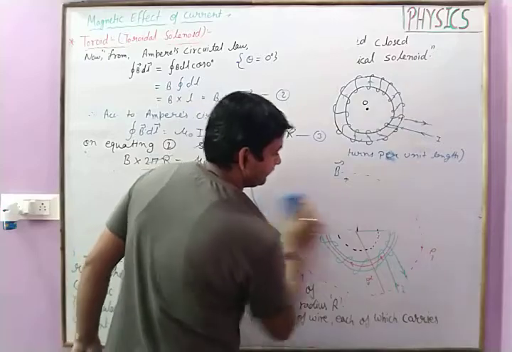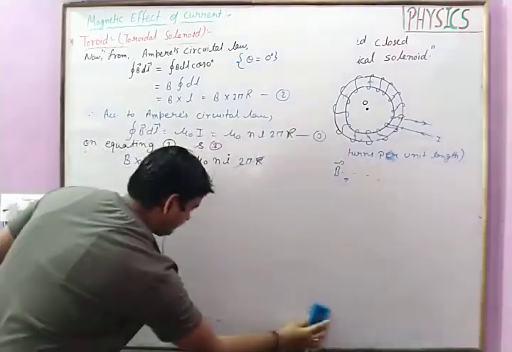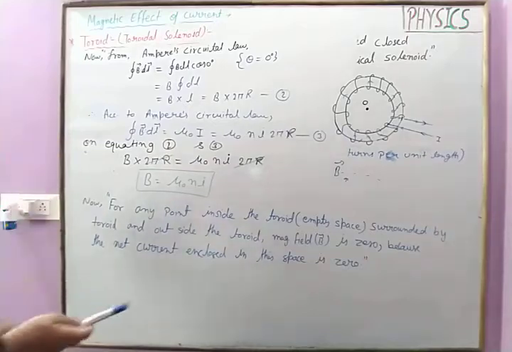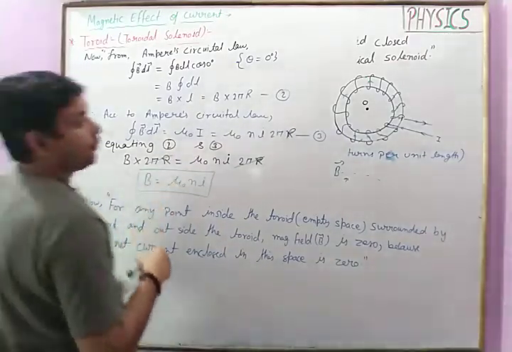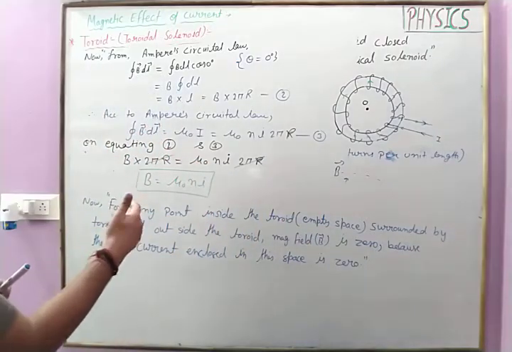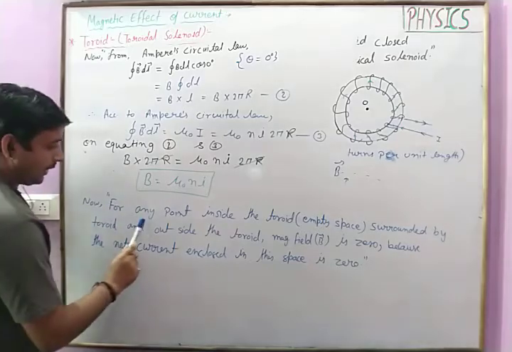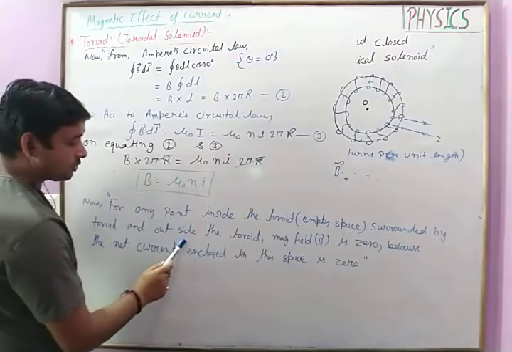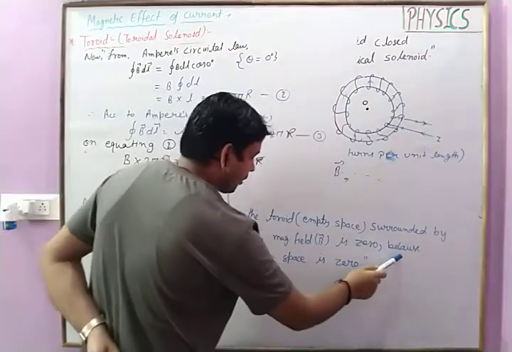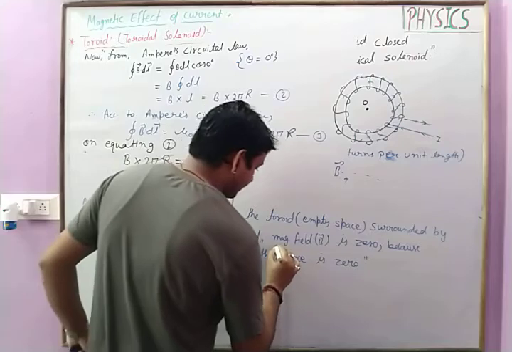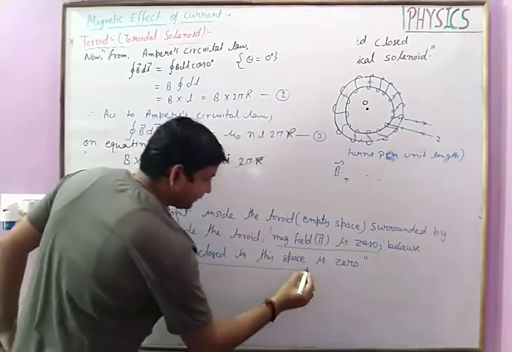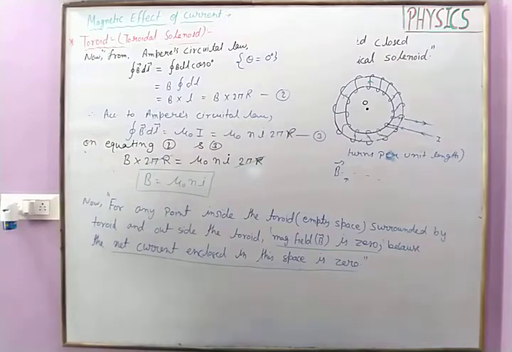Now, for the two cases, the point P inside, which I explained to you earlier, for any point inside the toroid or the empty space surrounded by the toroid and outside the toroid, the magnetic field is zero, because the net current enclosed by the space is also zero. Okay, this is all about a toroidal solenoid.